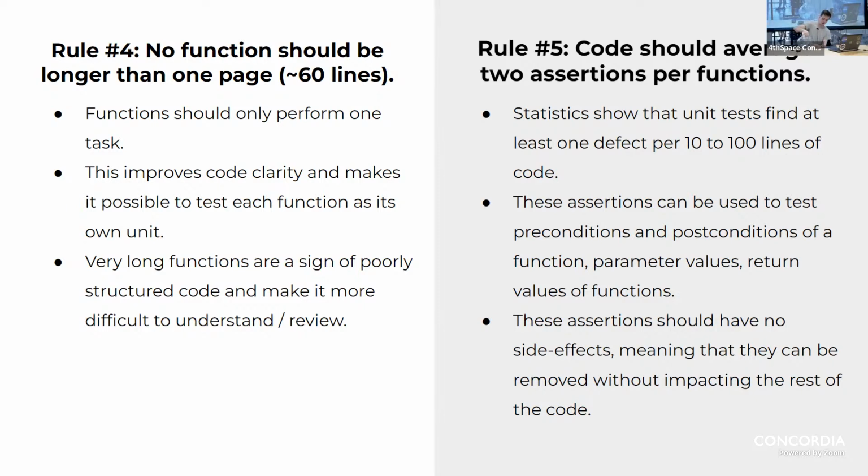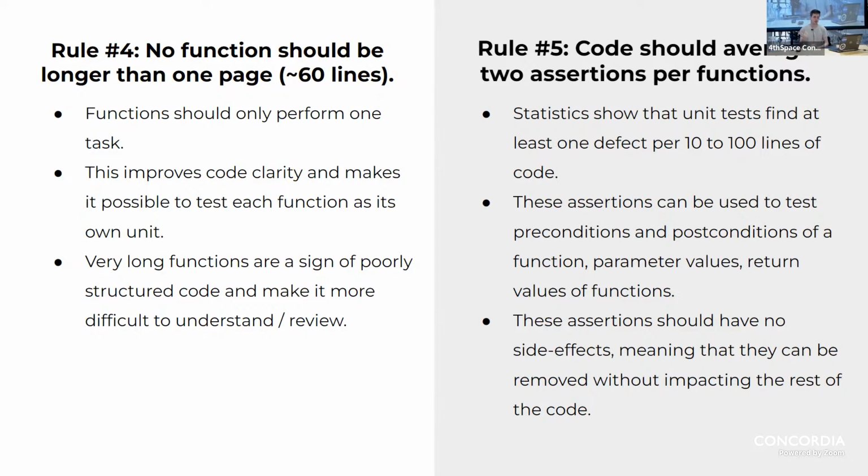So rule number 5, every code function should have a minimum of 2 runtime assertions, or at least an average, right? Because in some cases, you're not really going to be able to test for different things all the time. That can be different preconditions, that can be different post conditions for your project. It could be the parameters of a function, the return values.